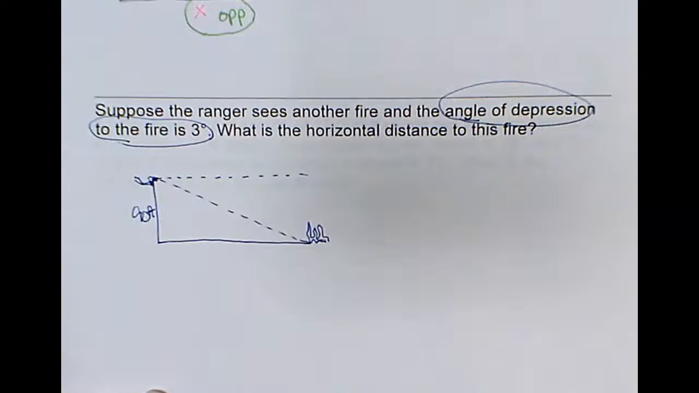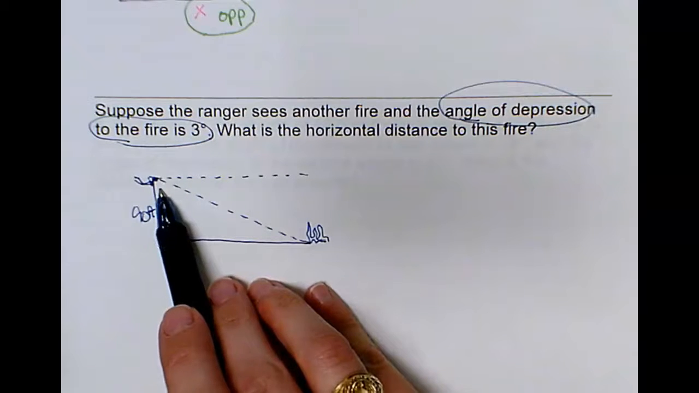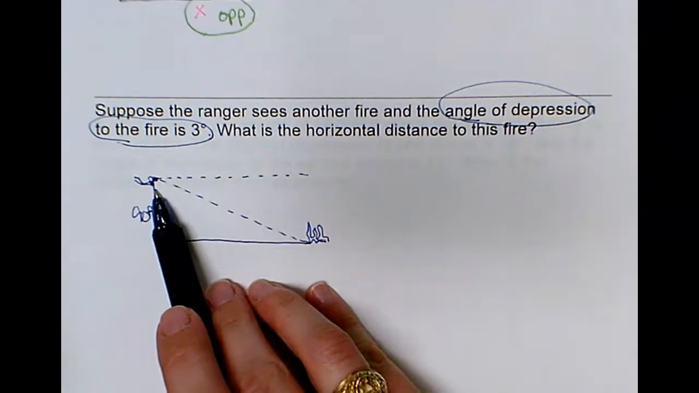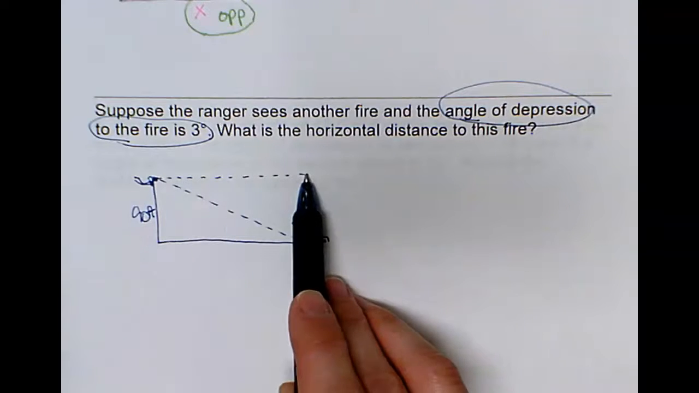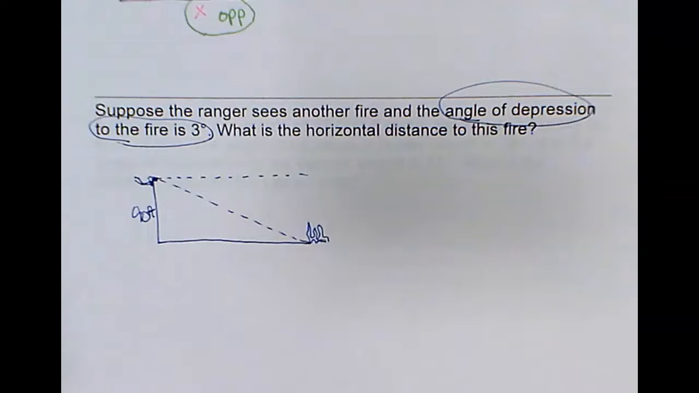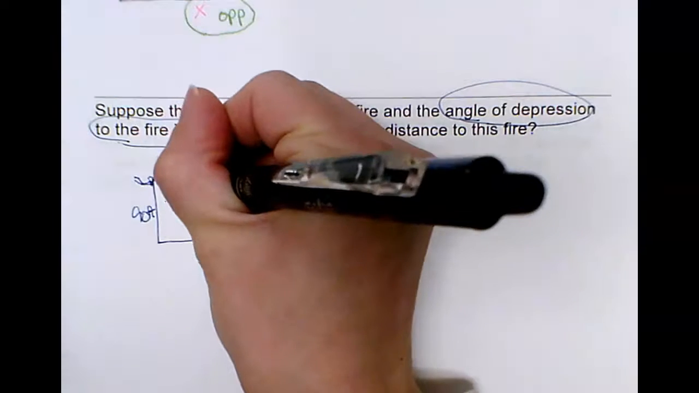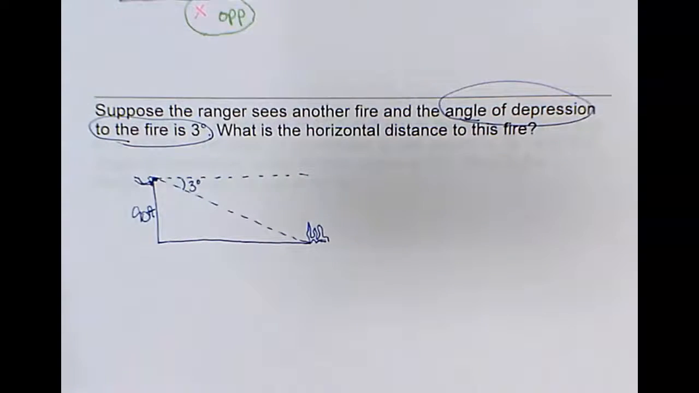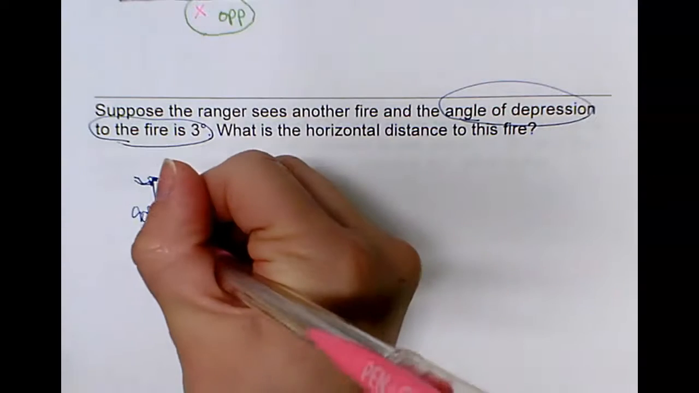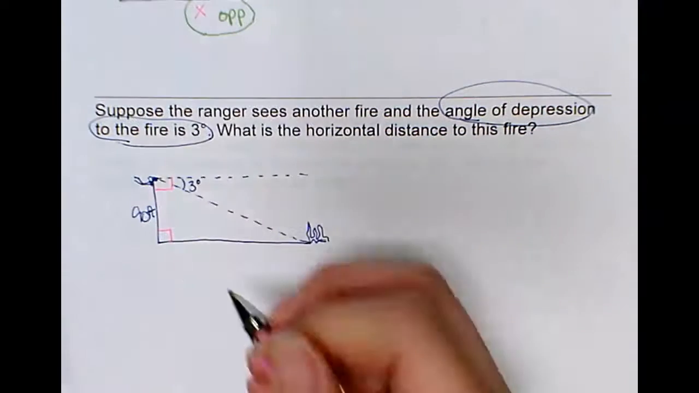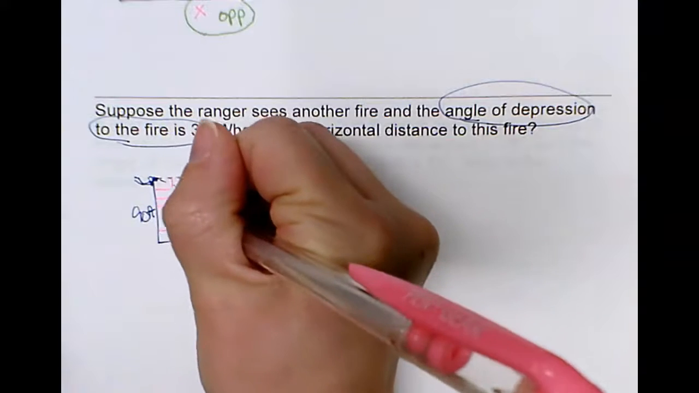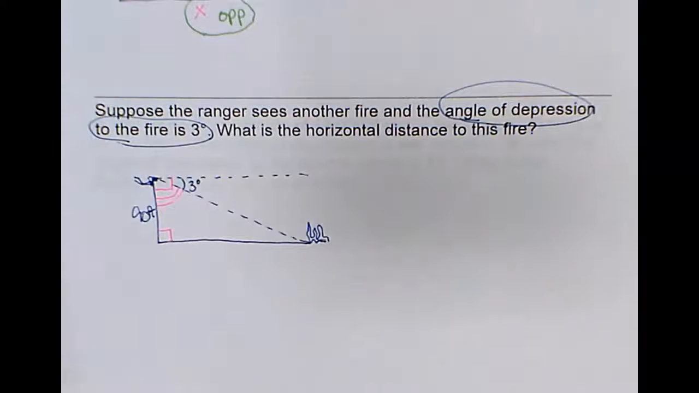Now, something that students make a mistake on in their diagram is their 3-degree angle. Sometimes they label here, and that is incorrect. The line of sight to the item below and the horizontal line of sight, those are the things that create the angle of depression. So this is the 3-degree angle. Now, we still have a right angle here. This angle measure, though, is a little different. It's not going to be 83 degrees.